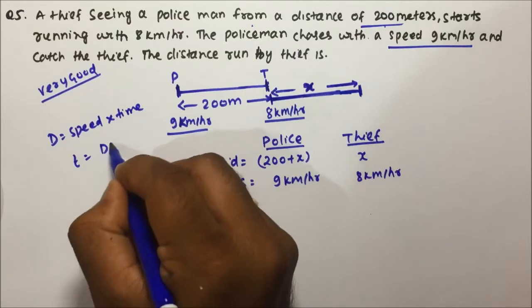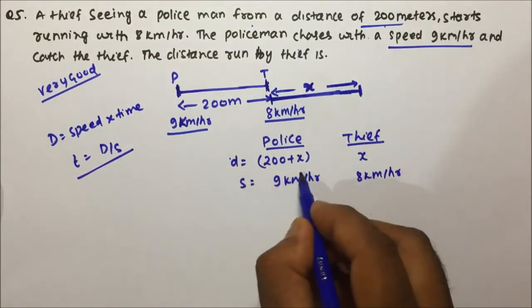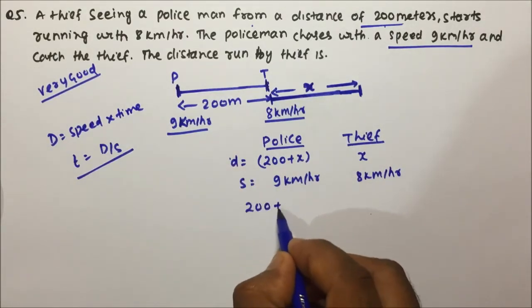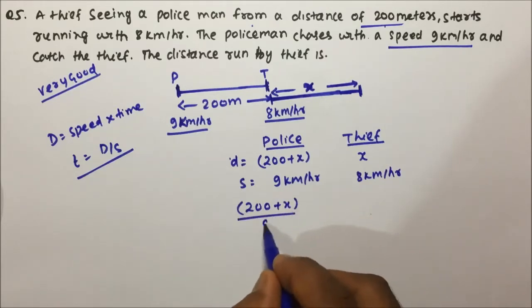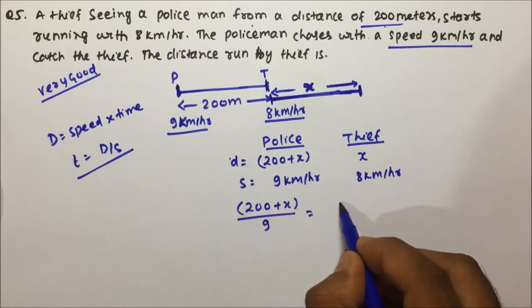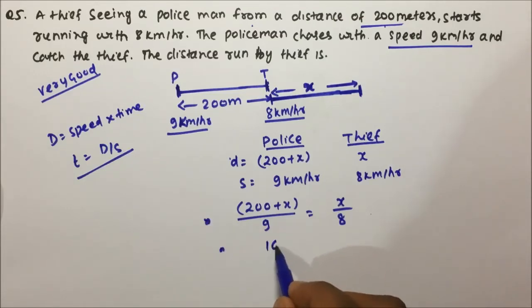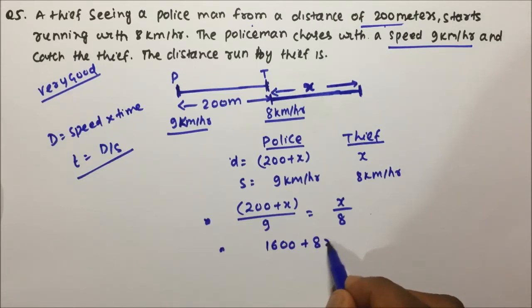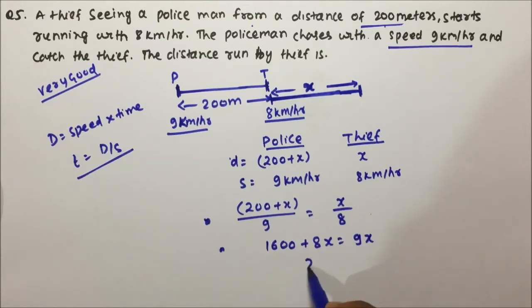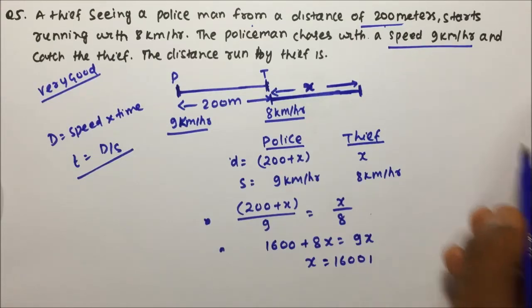And if we talk about time, then time will be distance by speed. Now for the police, it will be 200 plus X divided by 9, and for the thief it will be X divided by 8. Now just do the cross multiplication. So 1600 plus 8x will be equal to 9x, and then x will be equal to 1600.